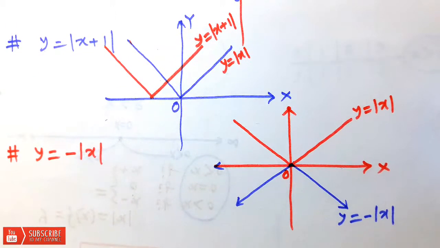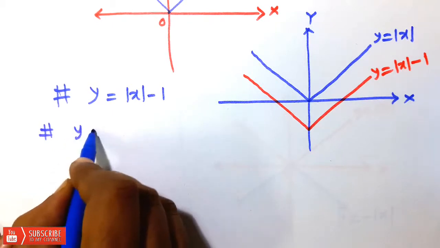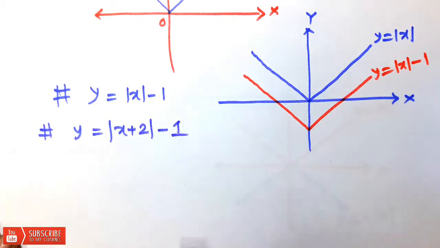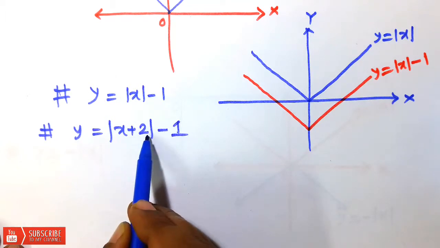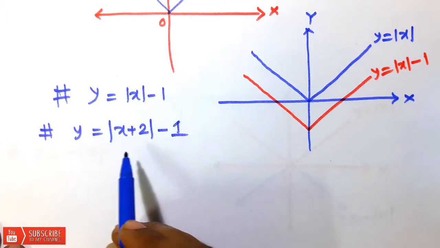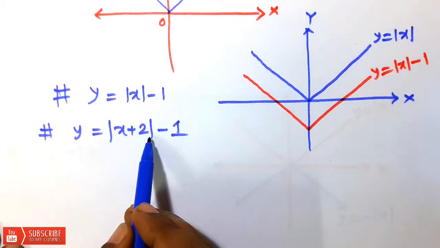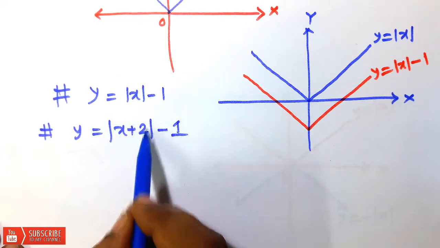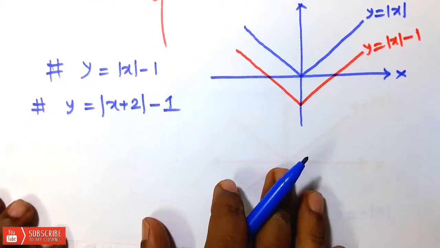And the last but not the least graph I shall now draw. This is, say, for y is equal to modulus of x plus 2 minus 1. The function is y is equal to whole modulus of x plus 2 minus 1. First of all friends, you draw modulus x, next you draw modulus of x plus 2, finally you can get the graph of the function modulus of x plus 2 minus 1. So first of all I draw step by step.